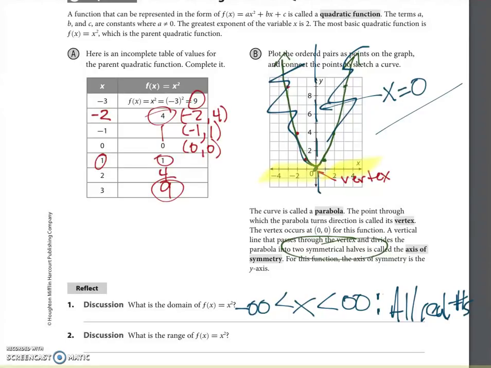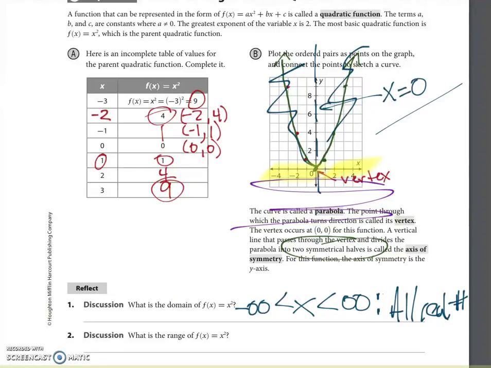And what about the range? Well, is the range all real numbers as well? And the answer to that is no, it is not. The reason why is because, well, the graph never goes where? Where does the graph never go? It never goes below the x-axis.